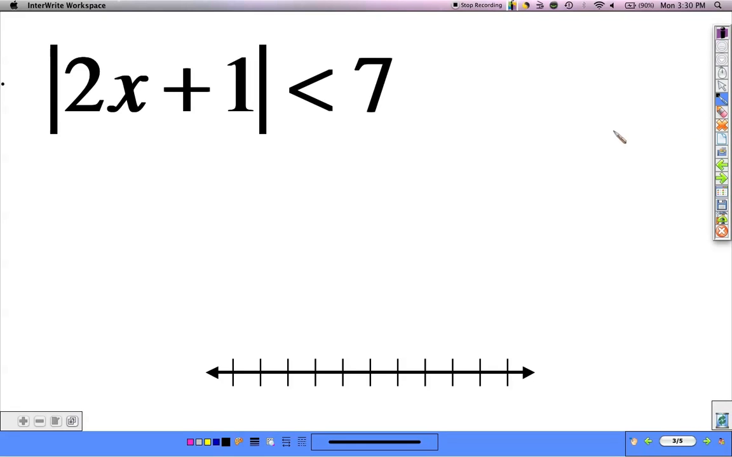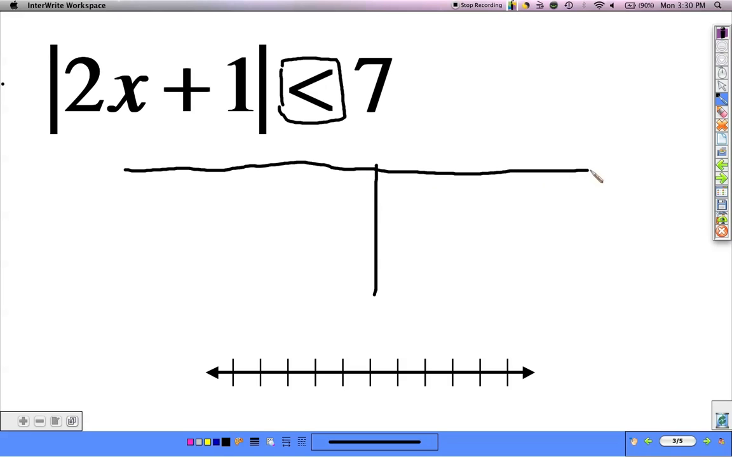All right, so I want to go ahead and look at an example of an absolute value inequality. And again, this is going to be an AND case, and we know it's going to be an AND case because it's the less than symbol. So I'm going to draw a little grid here so I can start setting it up, and I want to keep myself nice and organized.